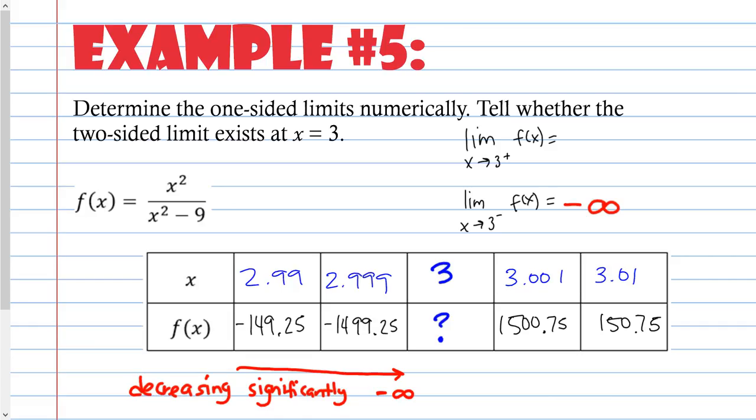Now for the right, as I go this way, well, I have 150, but then I have 1,500. So it's also changing significantly, but it's increasing. And this is an indicator that it's headed towards positive infinity. So the limit of f of x as x approaches 3 from the positive side is positive infinity. Well, by now you should know that that means that my answer is the limit does not exist.